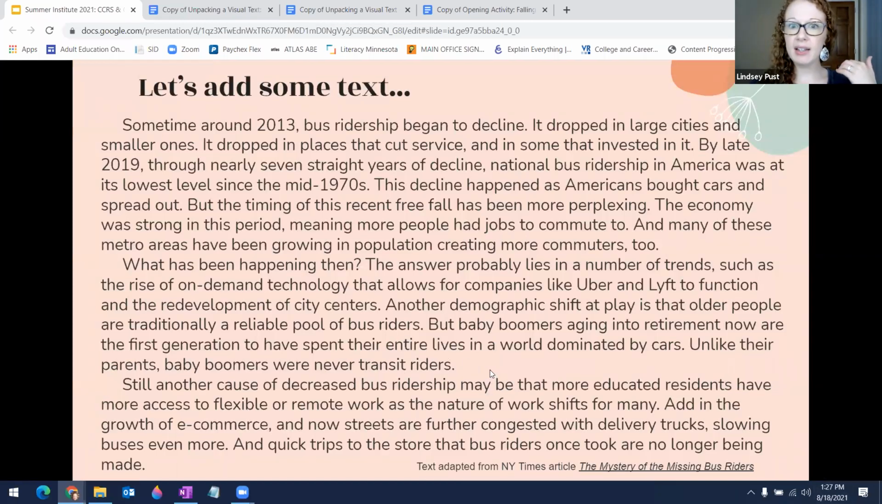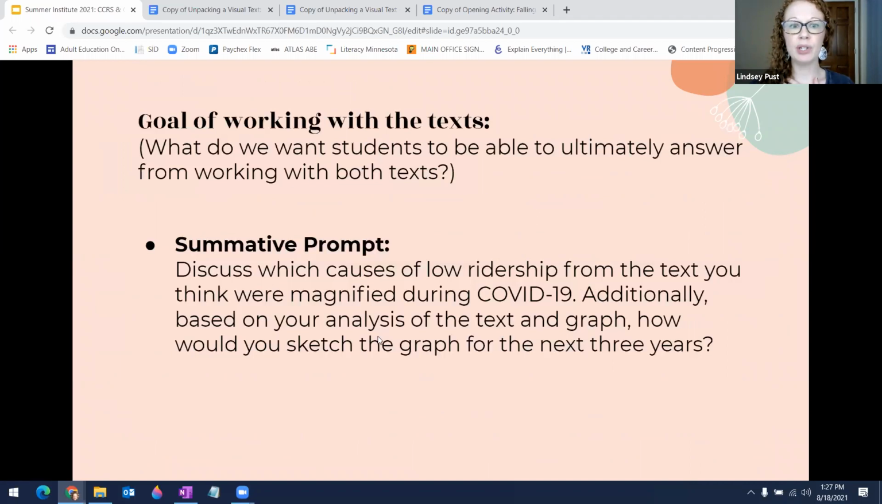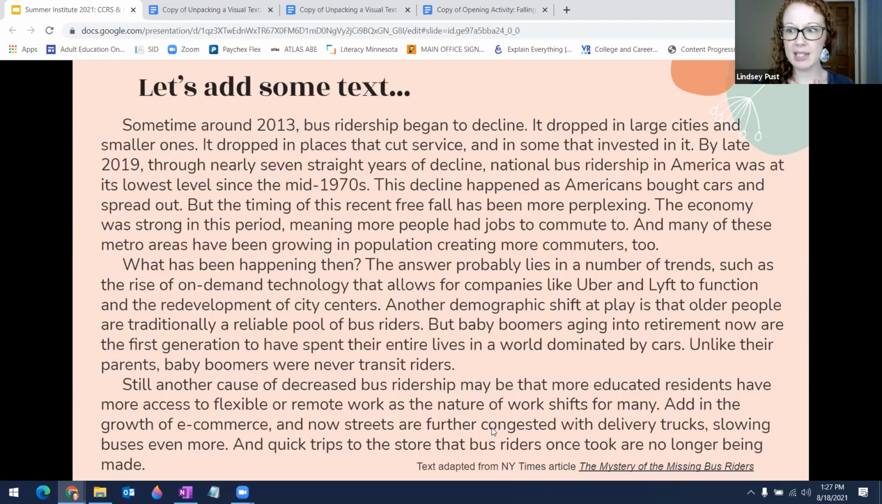you already had the visual of those 4 different cities and the bus ridership. So that is going to come back, and then adding this text. So with the text and with the graph, those 2 texts together, sequencing questions to help lead to a summative prompt. Kristine, do you want to say any more about the overall goal before we get into the nitty-gritty?